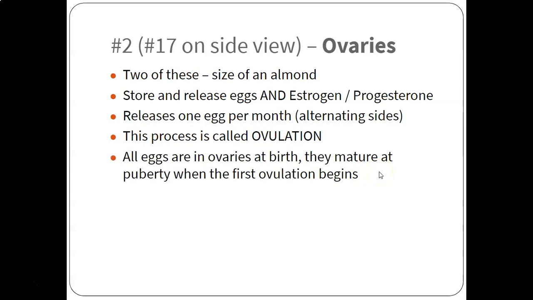Again, all eggs are in the ovaries at birth. They mature at puberty, and then ovulation starts. And that's when a girl gets her first period. It's all connected.